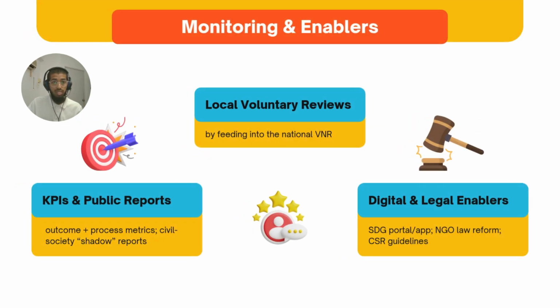For the final strategy, monitoring and enablers, cities and local states publish local voluntary reviews annually, feeding into Malaysia's national VNR. We track both outcomes and process KPIs with parallel civil society reports, ensuring high-level transparency. Finally, a national SDG portal, NGO-friendly legal reforms, and clear CSR policies will bind it all together, turning targets into tangible community impact.